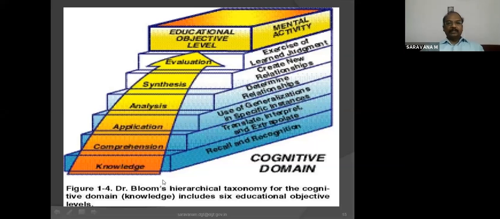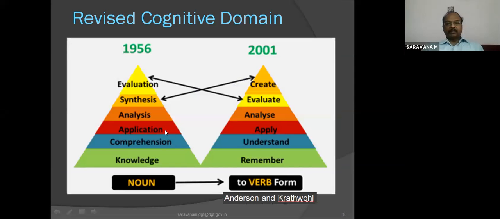And you see the noun and the verb. So knowledge has been converted to remember, comprehension is converted into understand, application is converted into apply, analysis is converted into analyze, and synthesis and evaluation have been converted into evaluate and create. So this is the change between the pre-revised and the revised taxonomy of educational objectives. And this was revised by Anderson and Krathwohl in the year 2001.